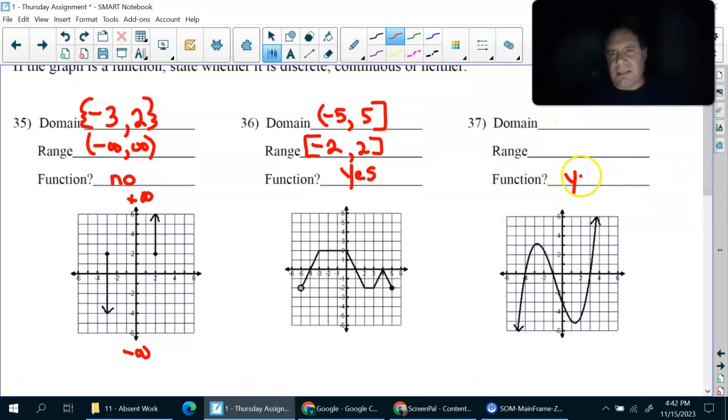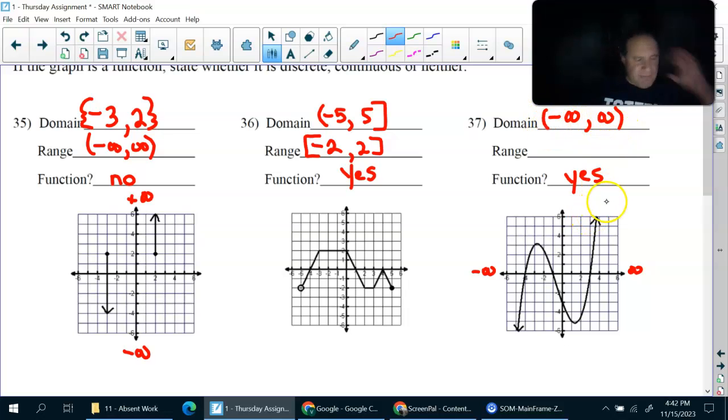Is this a function? Yes, it is. All right, the vertical line test shows that it only goes through once. The leftmost part of this graph is negative infinity. The rightmost part of the graph is positive infinity. It goes on forever in both directions. The range is the same thing. The lowest part of the graph is negative infinity. The highest part of the graph is positive infinity. So it goes on forever in both of those directions. So that's how you list it.